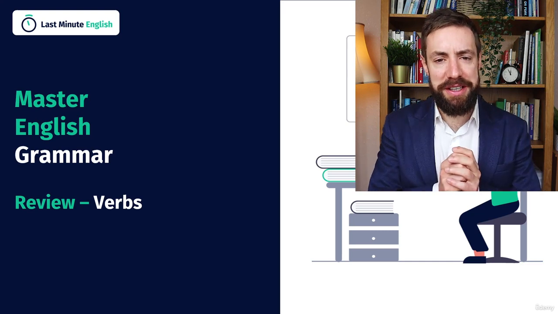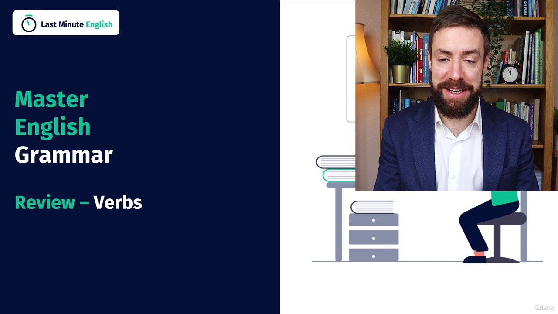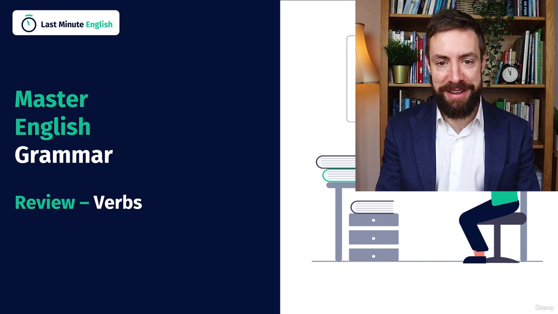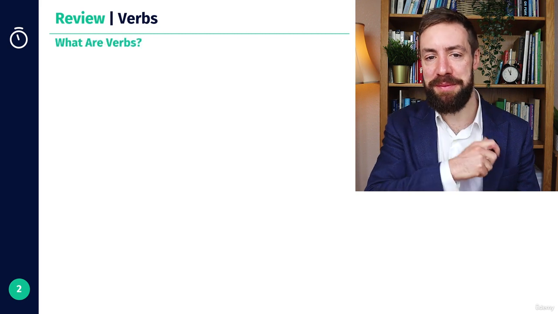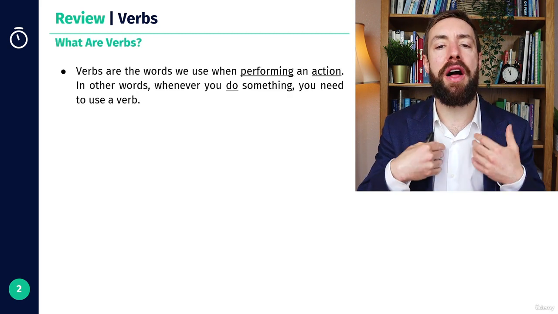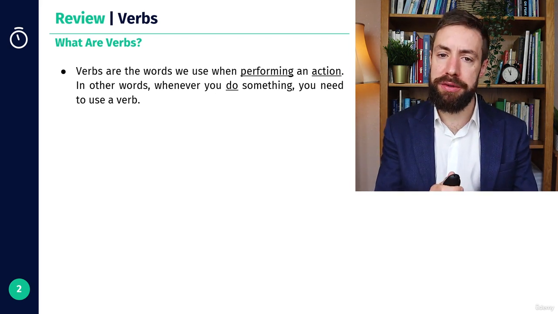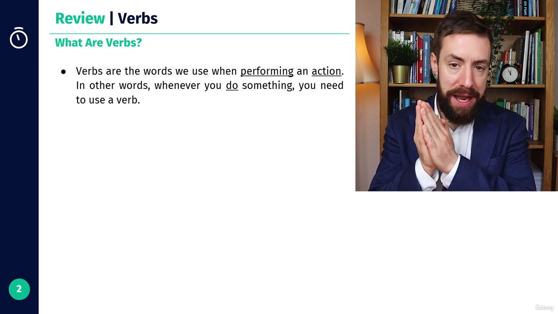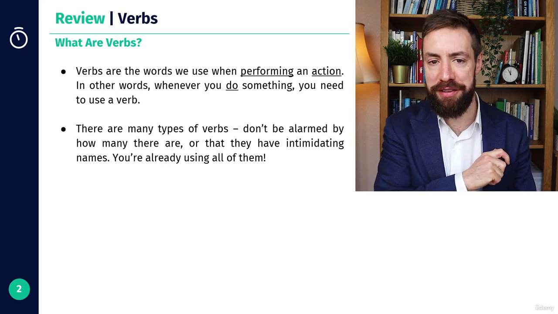Now let's take a look at verbs. Verbs, of course, are very important in English, and we're going to do a big review of verbs in general. So let's get started. What are verbs? Verbs basically are the actions. They're the things that we're doing. The words we use when we are performing an action. All right, so when you do something, you need to use a verb.